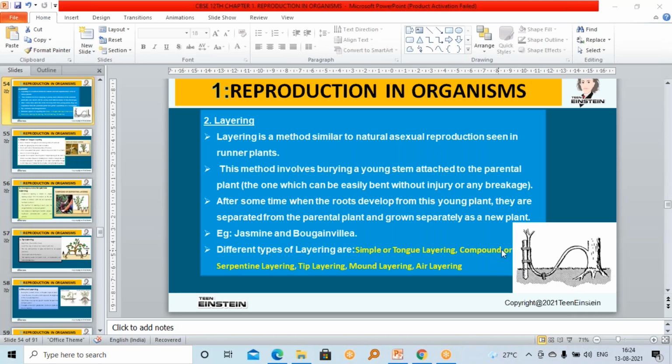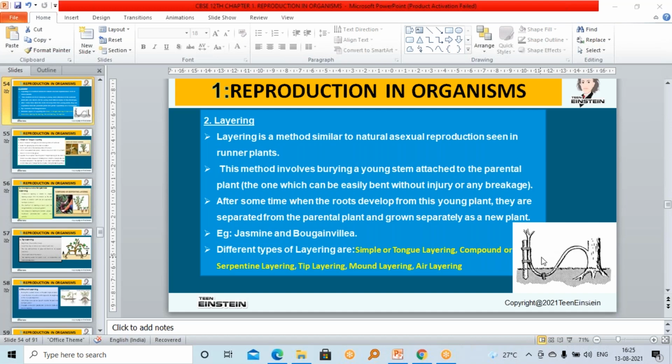And while selecting the young stem, it should be low growing. From the down part, you need to select the young stem, and it should be flexible. It should not be so stiff. So these are the two things you should remember while selecting the young stem from the parental plant for layering. So we are selecting a young stem from the parental plant which is low growing and flexible, and without making any injury, we are just bending that young stem which is attached to the parental plant.